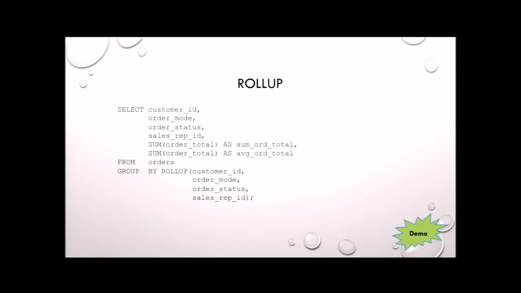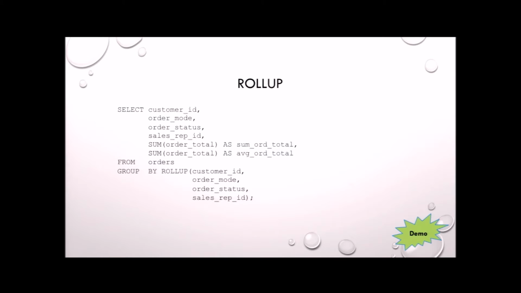Let's take a look at the first statement here. And notice that it looks just like a standard group by statement with the word roll-up added right here in parentheses around everything you would find in the group by statement. So select customer ID, order mode, order status, sales rep ID, sum of order total, actually that should say average, there's a typo, from orders, group by roll-up. And what it's going to do when it executes is give you totals for each of these 4 things.